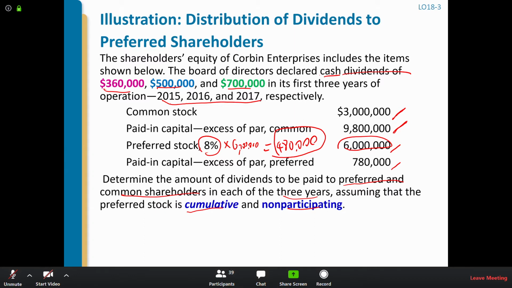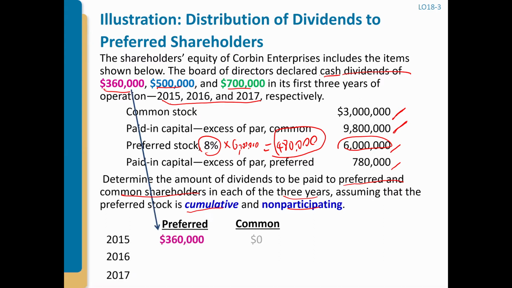So let's look at 2015. Remember, we're supposed to pay 480, but we only have 360. That's why you can only pay 360 to preferred stock, but we're supposed to pay 480. So that unpaid amount is called the dividend in arrears. Is that correct? Dividend in arrears. Those are unpaid dividends in this year, 2015, which is 120,000. That makes sense? Dividend in arrears is 120.